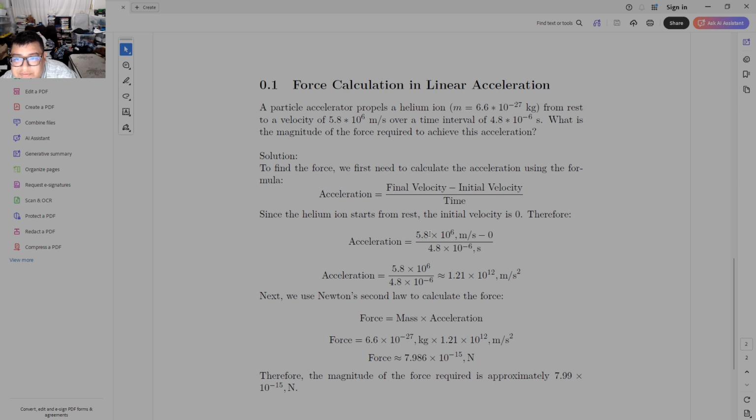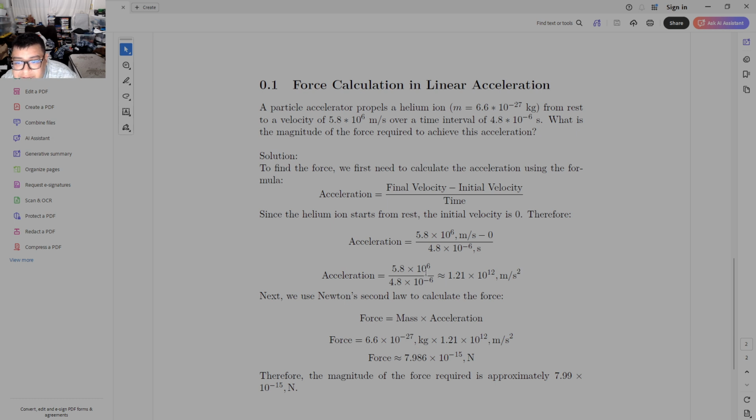So final velocity is of course going to be 5.8 times 10 to the 6, and then we subtract 0 because that's the initial velocity, and then we divide it by the time interval, which is 4.8 times 10 to the negative 6. When we compute that on the calculator, we get approximately 1.21 times 10 to the 12 meters per second squared.